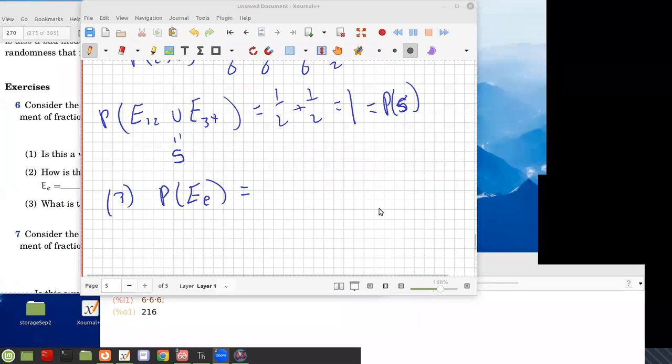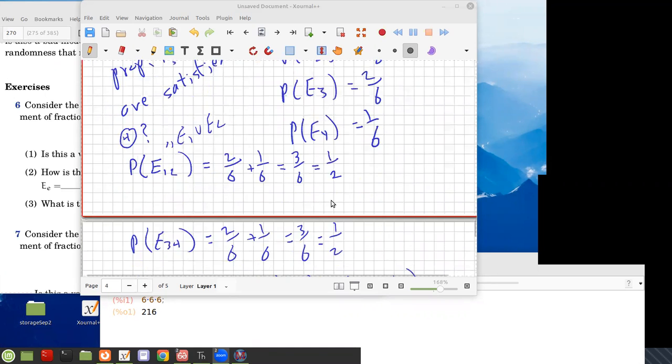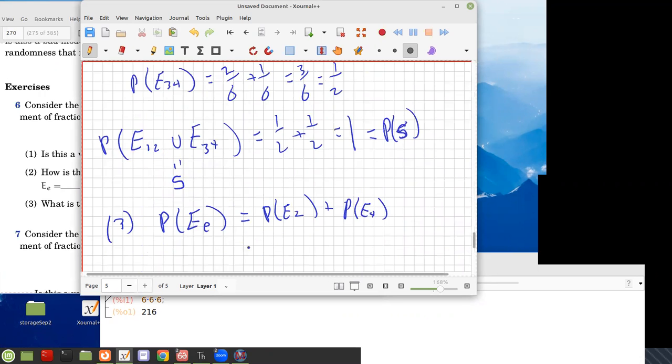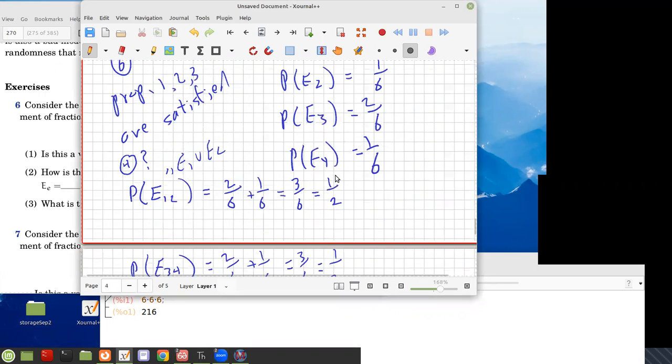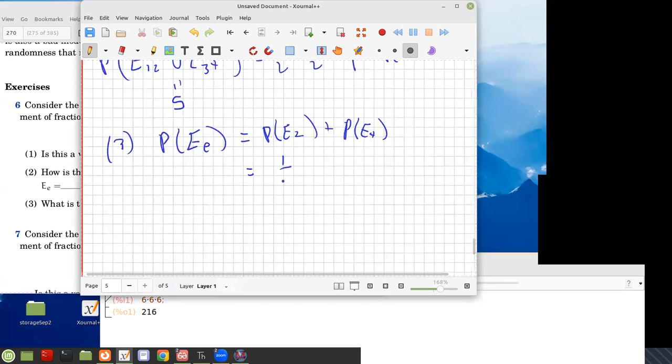Consider this. Well, E even is going to have the 2 and the 4 in it. So this is going to be the probability of E2 plus the probability of E4, which equals, so what is E2? E2 is 1/6 and E4 is 1/6. So this probability is 1/6 plus 1/6, which equals 2/6, which equals 1/3. Is that what you guys got?